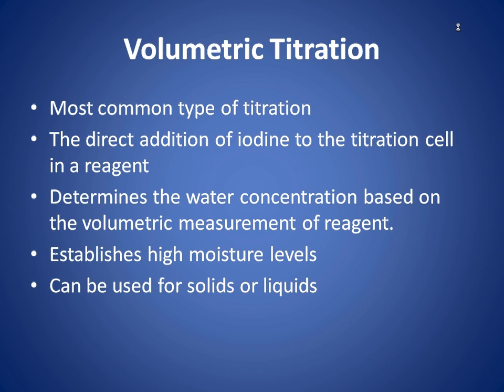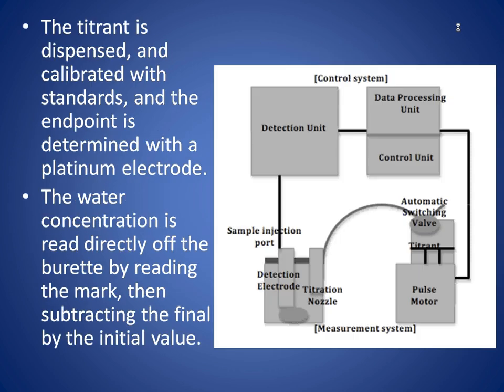The titrant is dispensed and calibrated with standards, and the endpoint is determined with a platinum electrode. The water concentration is read directly off the burette by reading the mark, then subtracting the final by the initial value.